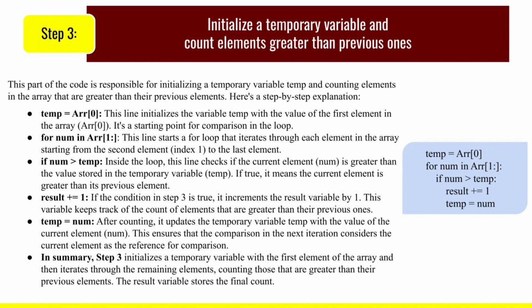In step 3, we initialize a temporary variable, temp, with the value of the first element in the array. Then, we iterate through the remaining elements of the array, comparing each element with temp. If the current element is greater than temp, we increment the result count by 1 and update temp with the value of the current element. This process helps us track and count elements that are greater than all of their previous elements.